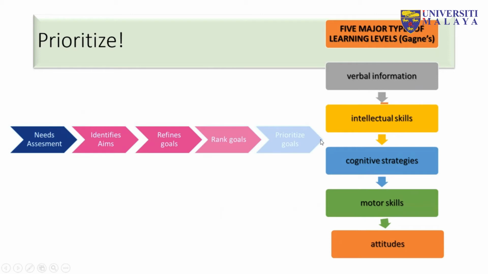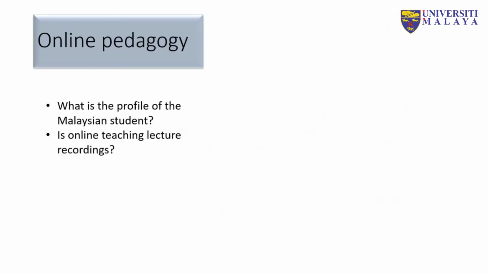In any instructional design, we need to do a needs assessment first. We need to identify what we're going to teach. What's our aim? Our goals. This is exactly what MQF tells us. We need to make sure we know what we're teaching, identify what clusters of learning it goes into, and then start to design our instruction. Before we start designing the instruction, we should also know who is our learner. So that's the first step in our online pedagogy. What is the profile of the Malaysian student or our student?